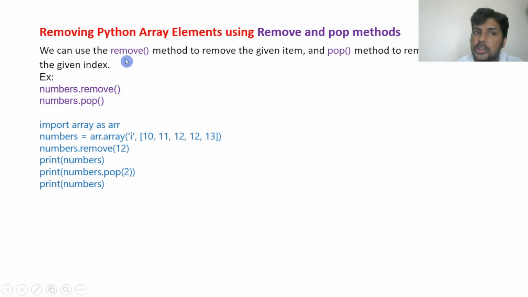So what is remove doing? Remove is removing the particular value item. But pop, what is it doing? It is removing the element which is in a particular index. So suppose if I say remove 12, what happens? It will remove any one of the 12. Suppose if I say pop 2, what happens? It will remove the second position. Which one is the second position? 10 is in the 0 position, 11 is in the 1 position, 12 is in the second position. So it will remove the 12.